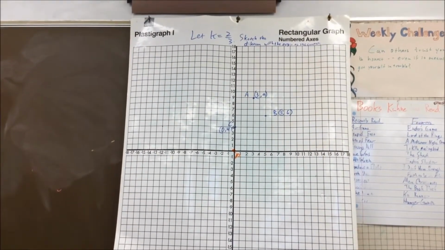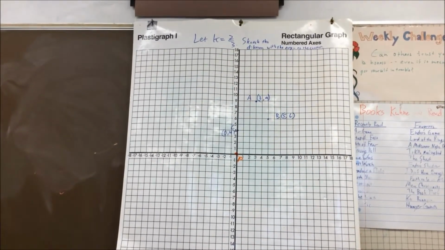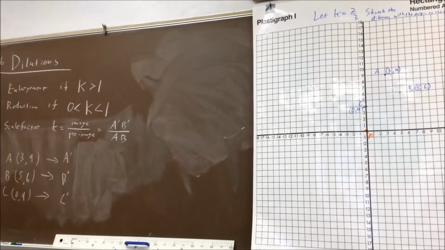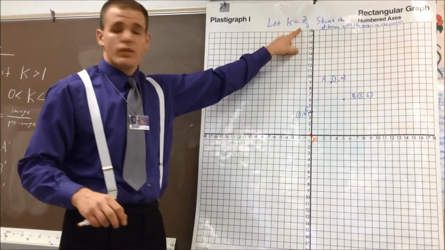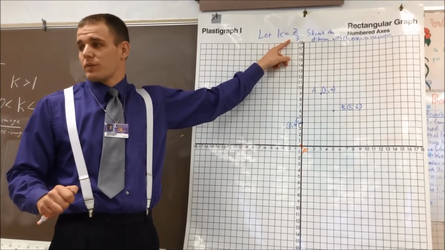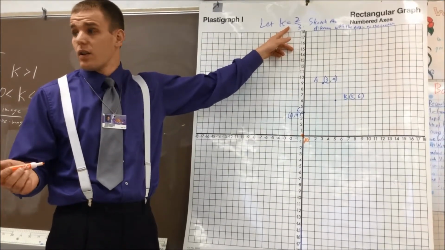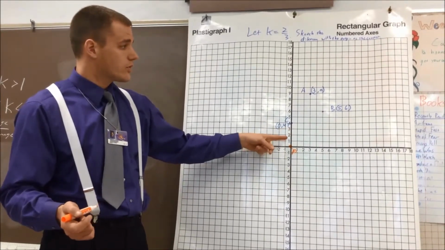Then all we're going to have to do is, well, what did we do in the last one? We took the distance and we did what with it? Made it 2.5 times bigger, right? Here the K is 2/3. So guess what we're going to do to everything in here? Multiply by 2/3. That's it. We're going to take every single coordinate up here and multiply it by 2/3.